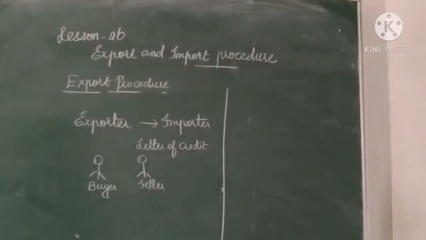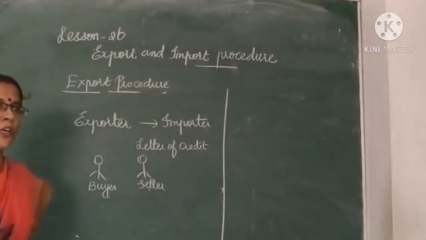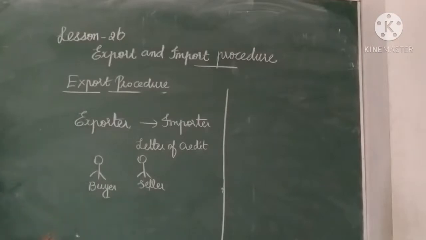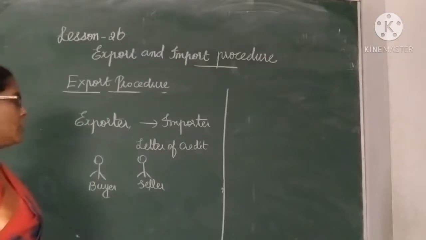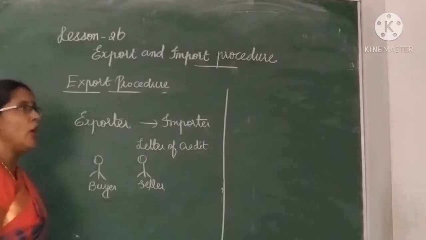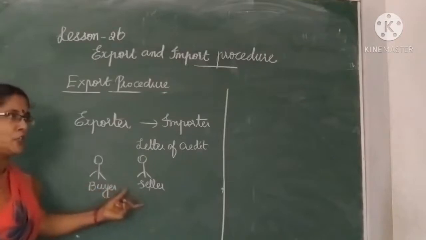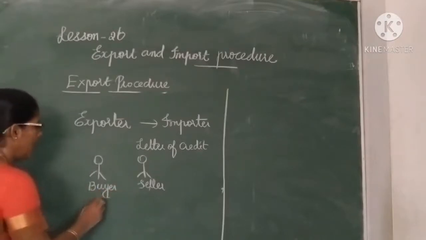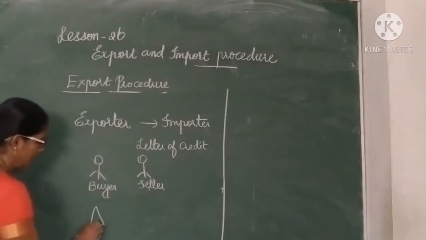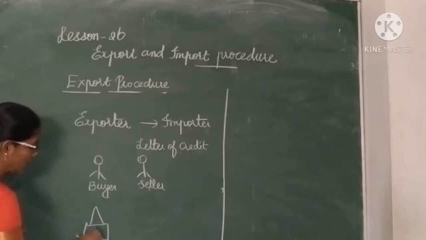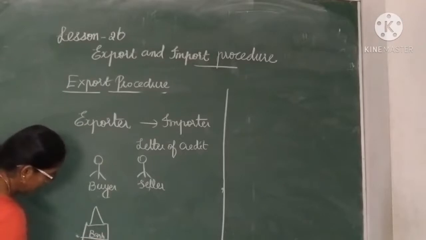Already I have told you, the buyer wants to purchase the goods on credit, and the seller also wants to sell the goods on credit. So what will the buyer do? The buyer will approach his bank, the buyer's bank.